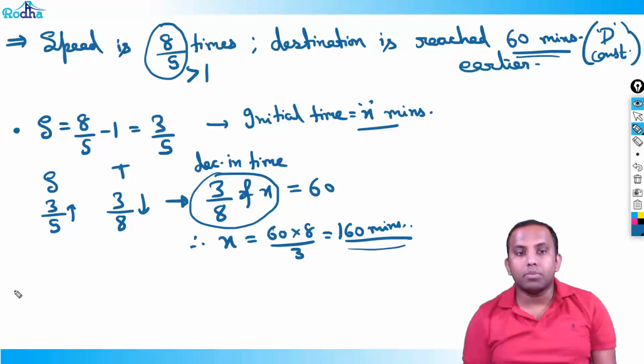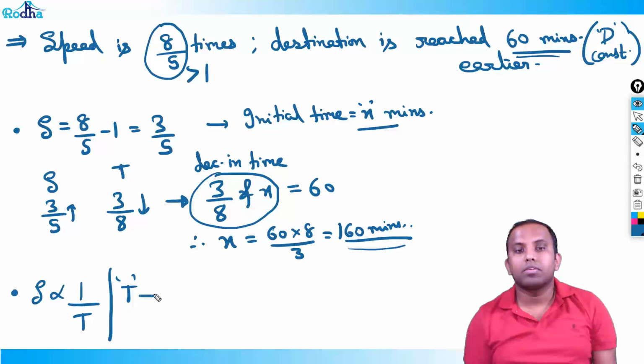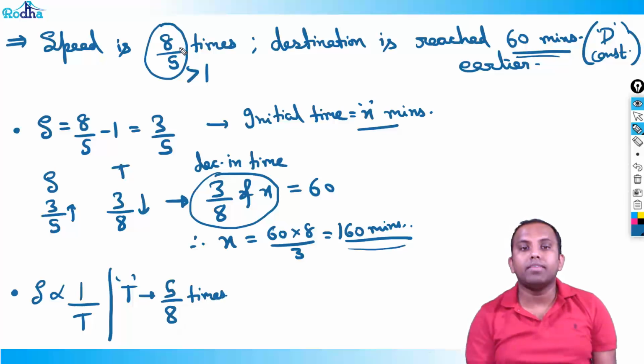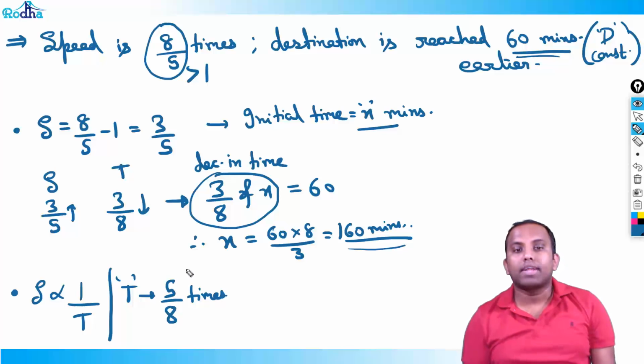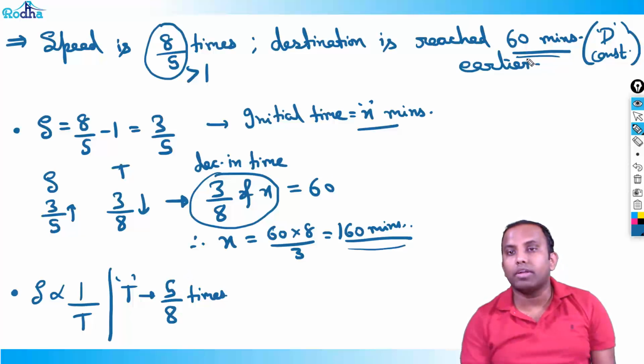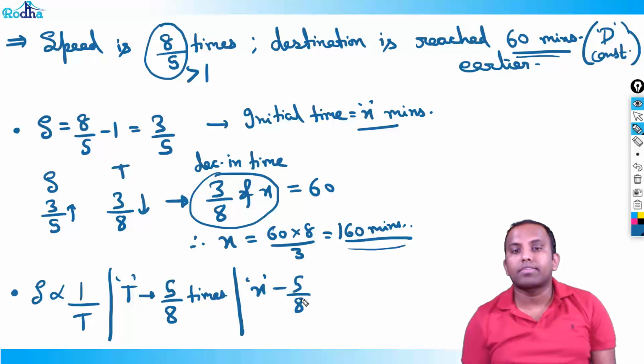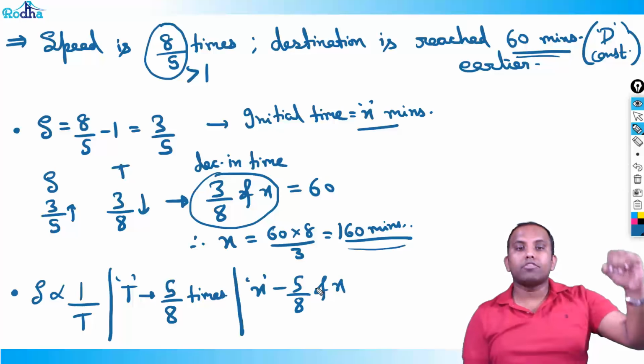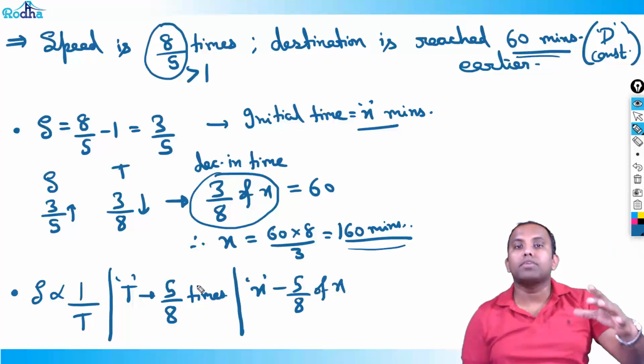Now, the second interpretation is, speed is 8 by 5 times. Since speed is inversely proportional to time, time will become 5 by 8 times. If speed is 8 by 5 times, time will be 5 by 8 times. Here the decrease in time is 60 minutes. Let's say the initial time was x minutes, and the time has become 5 by 8 times.